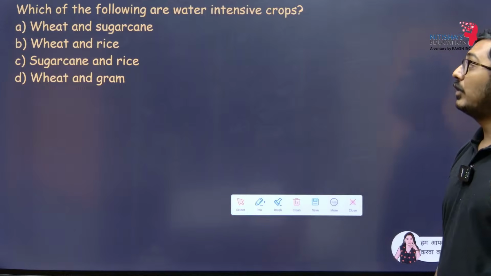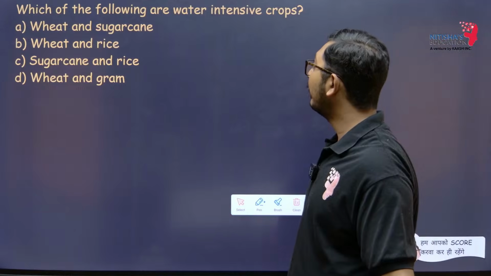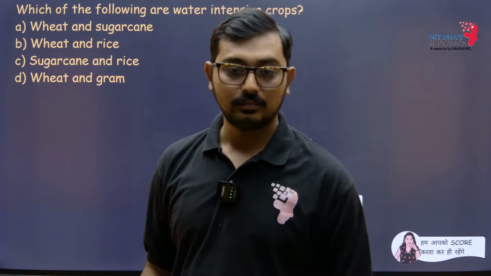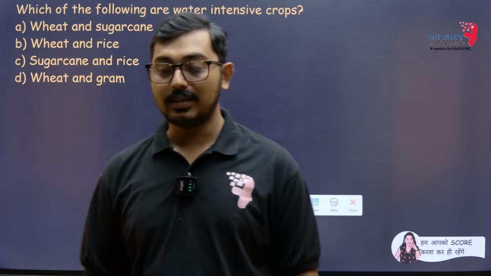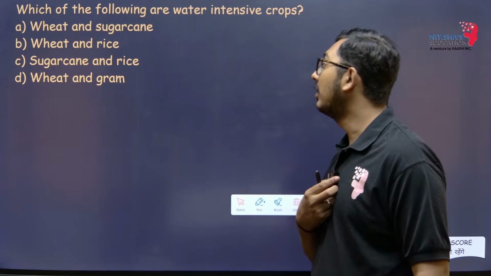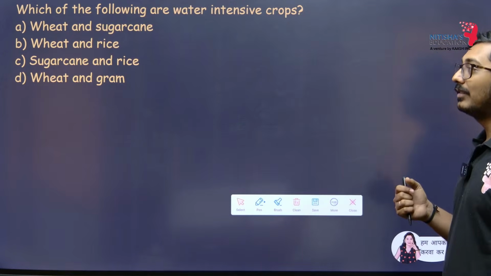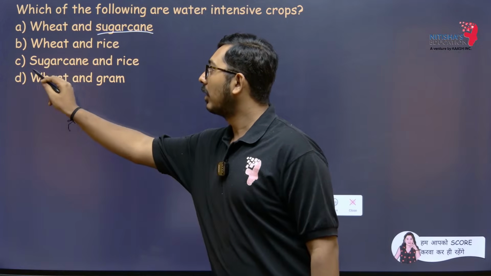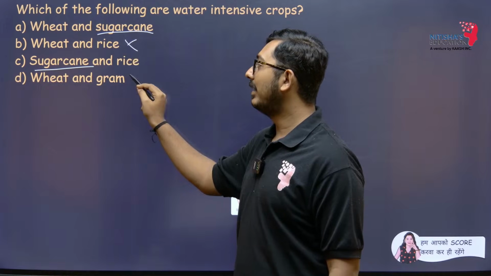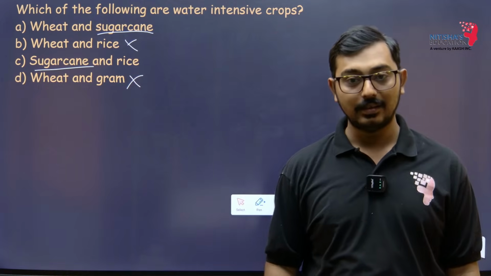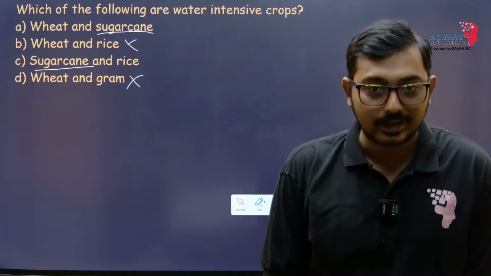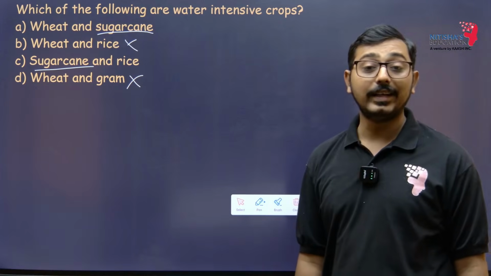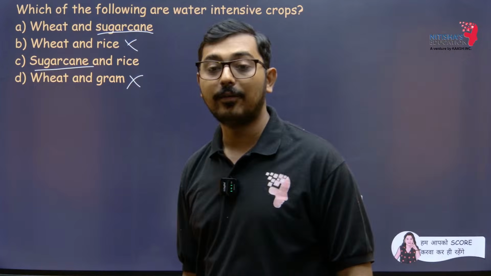Next, which of the following are water intensive crops? More amount of water is required. Sugarcane. Sugarcane is the obvious one. So B and D are discarded directly. What is left? C and A. Between wheat and rice, which would require more water?